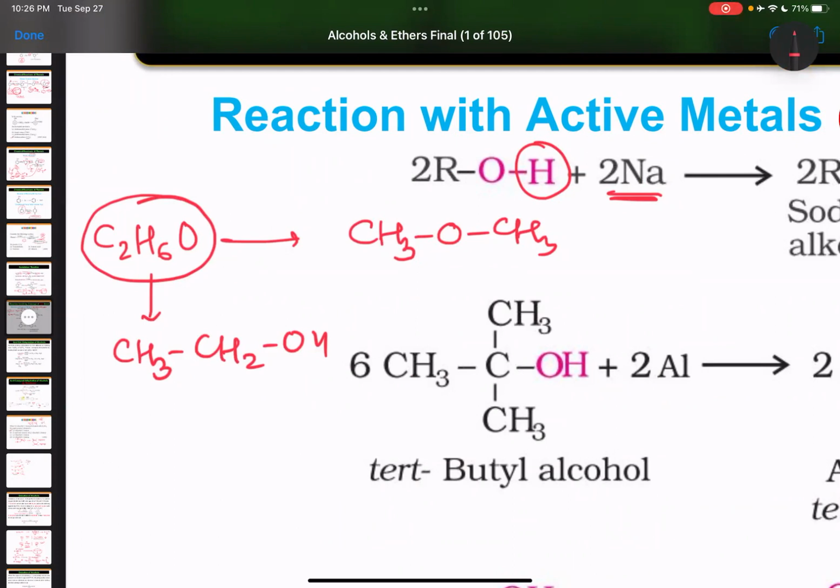And if they ask you, is it an alcohol or an ether? How will you tell? Just quickly. They're not asking you the detailed thing. Not asking you whether it is primary alcohol, secondary alcohol, or tertiary alcohol. They're just asking you the basic thing.